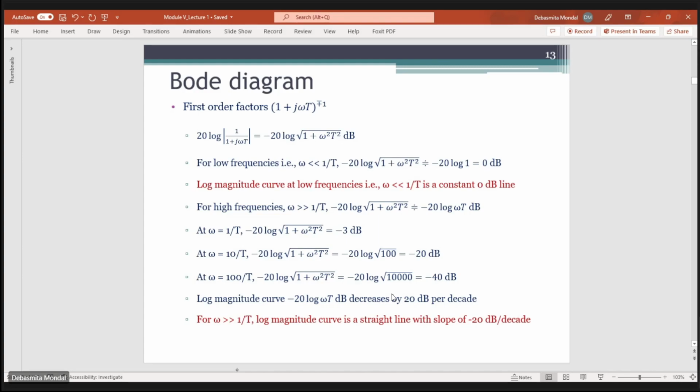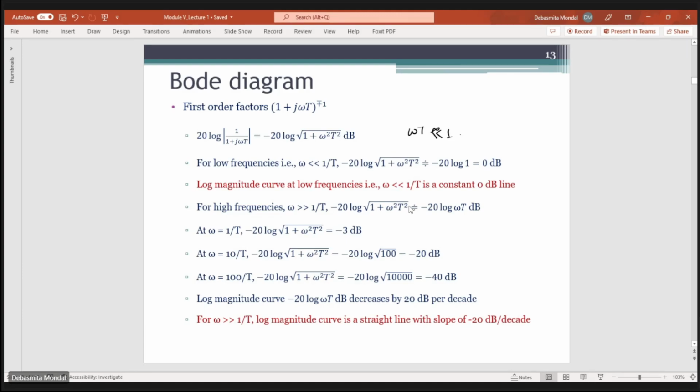Okay. So now here you see that if the frequency omega of your system is much less than 1 by T, that means if omega T is much less than 1, in that case you can ignore this term and the right hand side will be nothing but minus 20 log of 1. So minus 20 log of 1 is equal to 0 dB, right? So for this particular first order factor, the log magnitude curve at low frequencies, till omega equals 1 by T, is a constant 0 dB line.